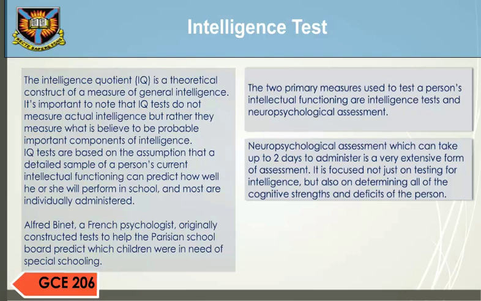Alfred Binet, a French psychologist, originally constructed tests to help the Parisian school board predict which children were in need of special schooling. The two primary measures used to test a person's intellectual functioning are intelligence tests and neuropsychological assessment. Neuropsychological assessment, which can take up to 2 days to administer, is a very extensive form of assessment. It is focused not just on testing for intelligence, but also on determining all of the cognitive strengths and deficits of a person.